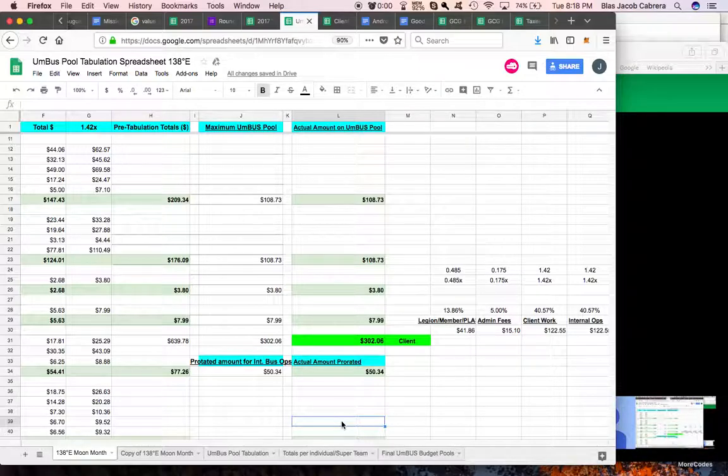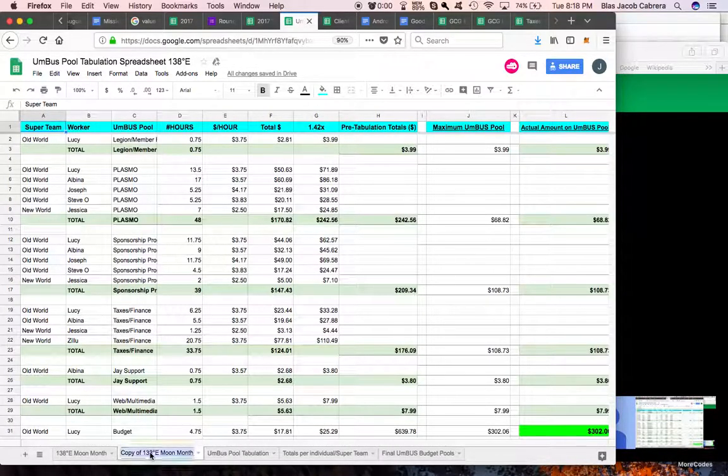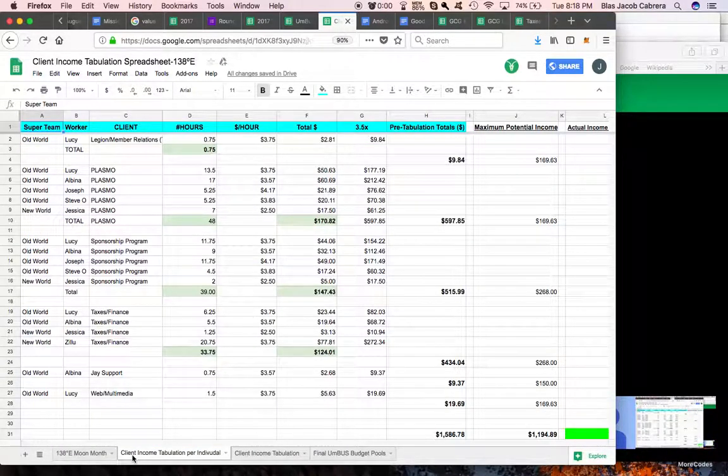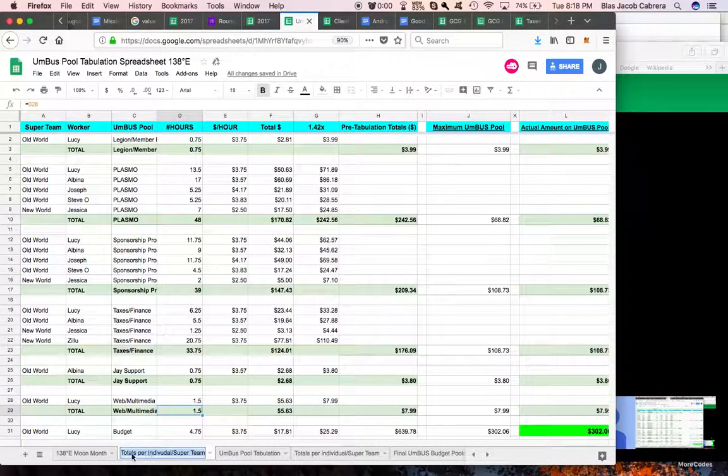We don't want to mess this up, so we're just going to go ahead and do a new one. And this is going to be totals per individual / super team. So we're basically doing the same thing as the client one, client income tabulation per individual. And this is going to be UmBUS work totals per individual. Okay, I'll just say UmBUS totals per individual.